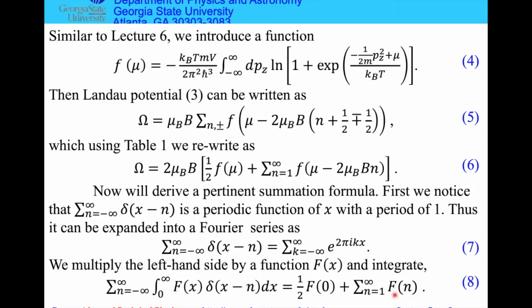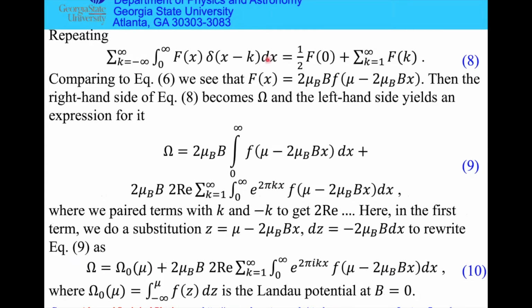This is a sum over n. This is exactly the structure I need here. So I need to find the integral over all positive numbers of the function with this periodic delta function, and the result will be exactly what I need for the calculation of the grand potential. Repeating the last formula, this is the summation formula.